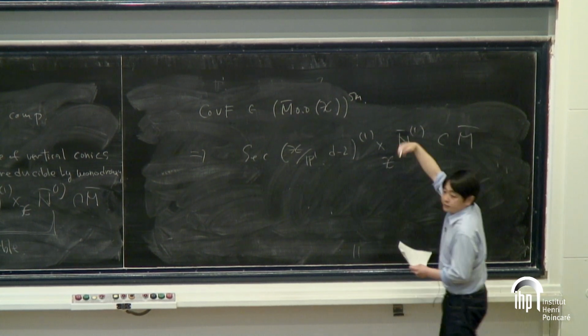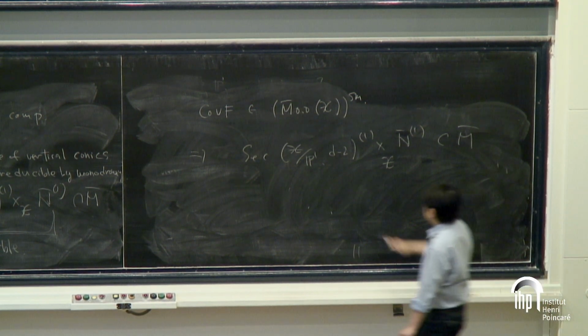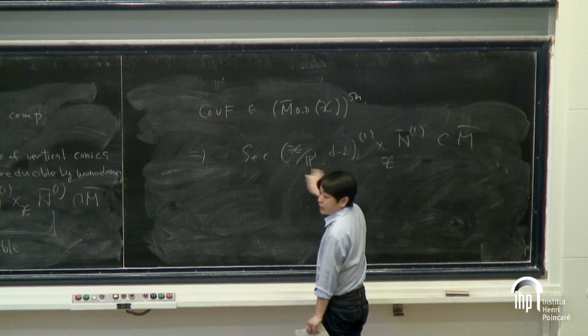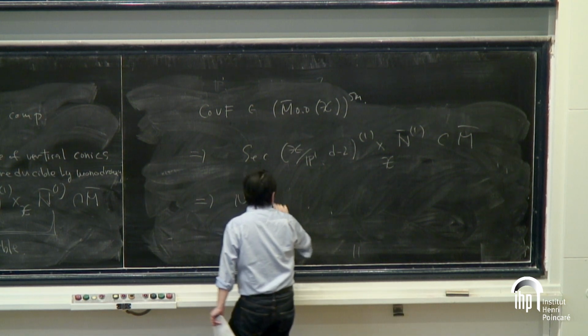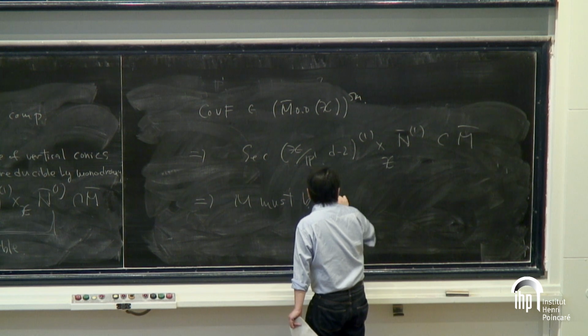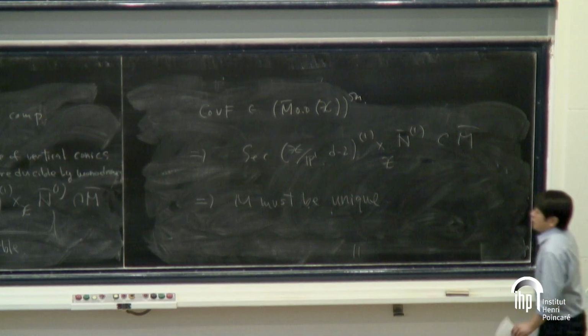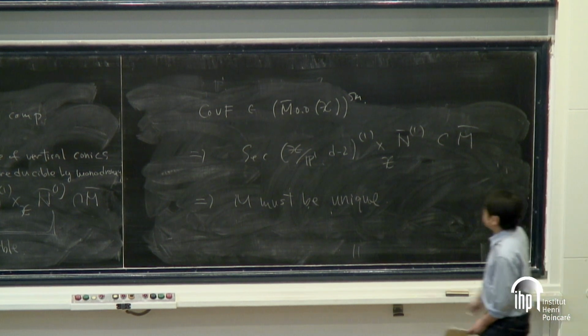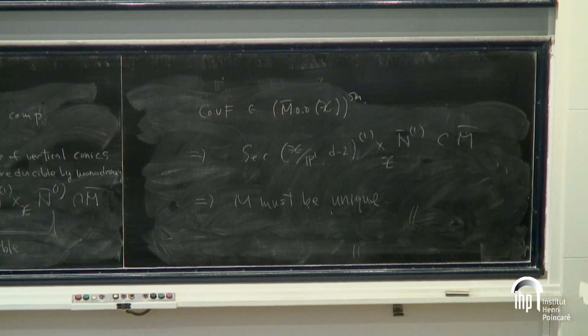Because this one is irreducible, M must be unique. So by induction, this is irreducible and unique. All right, so that's another application: proving irreducibility of the space of sections.